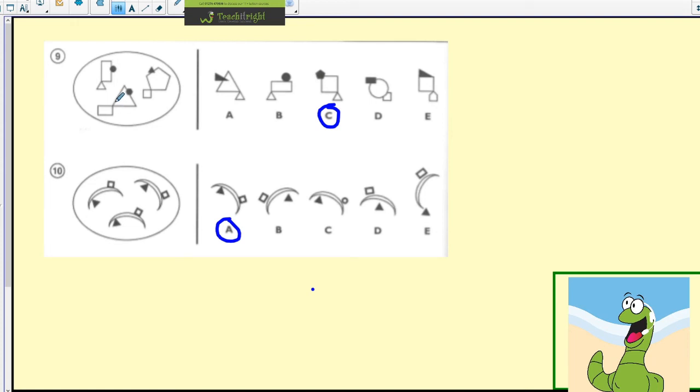Question 10. Each figure in the oval consists of a crescent with, if you rotate it round identically, a small black triangle at the bottom left, and a small bold square at the top right. So if we twisted them so that the moon was all facing this direction, you would always have the triangle on this side and the square down here. Which means our answer is A.